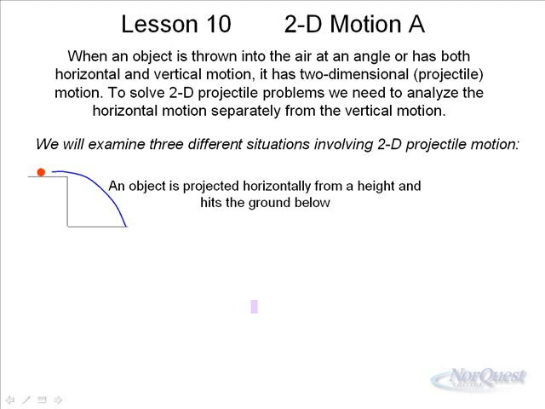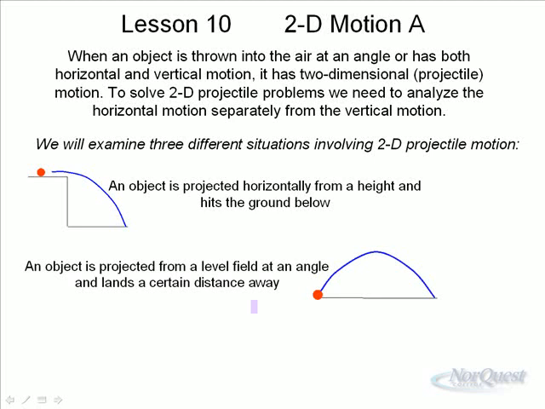Anyways, that's one scenario. Another one is if you were kicking a soccer ball or hitting a golf ball or any kind of object that is projected from a level field at an angle and lands a certain distance away. Horizontally, it has a certain type of motion. Vertically, it's affected by gravity.